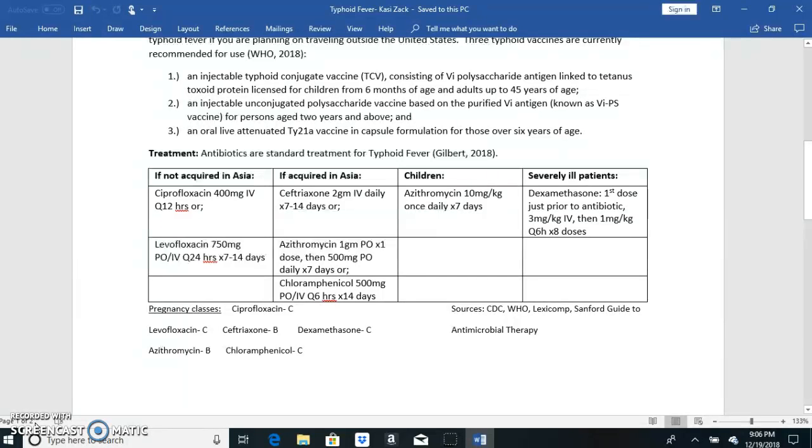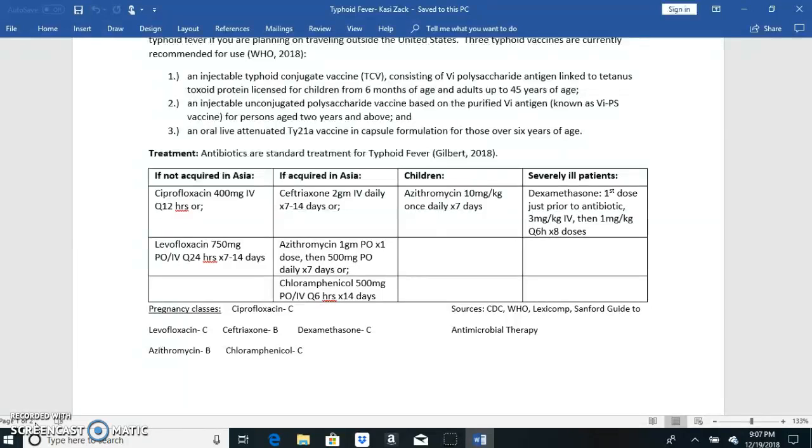Antibiotics are the standard treatment for typhoid fever, but there are some differences, and the different treatment options are related to resistance that is common in different areas. So if it's not acquired in Asia, then these would be the first line treatment. Either of the 2 would be a first line: ciprofloxacin, 400 milligrams IV every 12 hours, or levofloxacin, 750 milligrams by mouth or IV every 24 hours for 7 to 14 days.